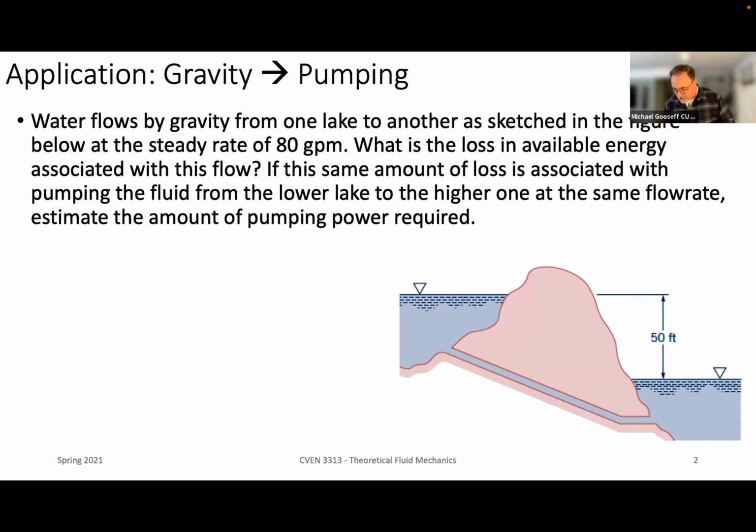Oh, come on. Rats. Oh, I know what happened. Okay, there we go. All right.